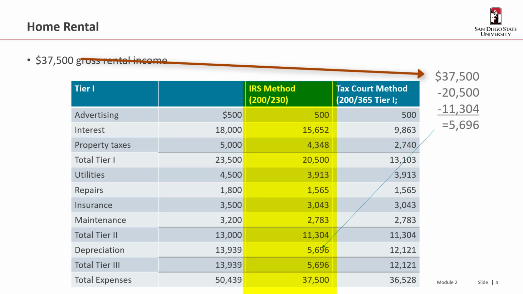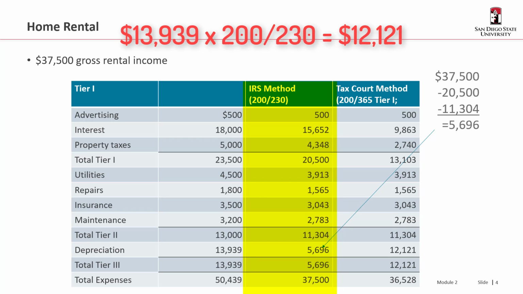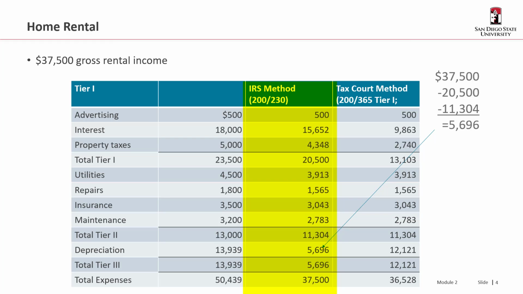So I take the 37.5, deduct out Tier 1, deduct out Tier 2. What's left? 56.96. So even if I do the allocation of depreciation, it's more than 56.96. Therefore, the only amount I can deduct is the 56.96. And so the remaining amount of depreciation would simply be carried forward, presumably to be used in a future year as a deduction. So as a result, my total expenses are 37.5.